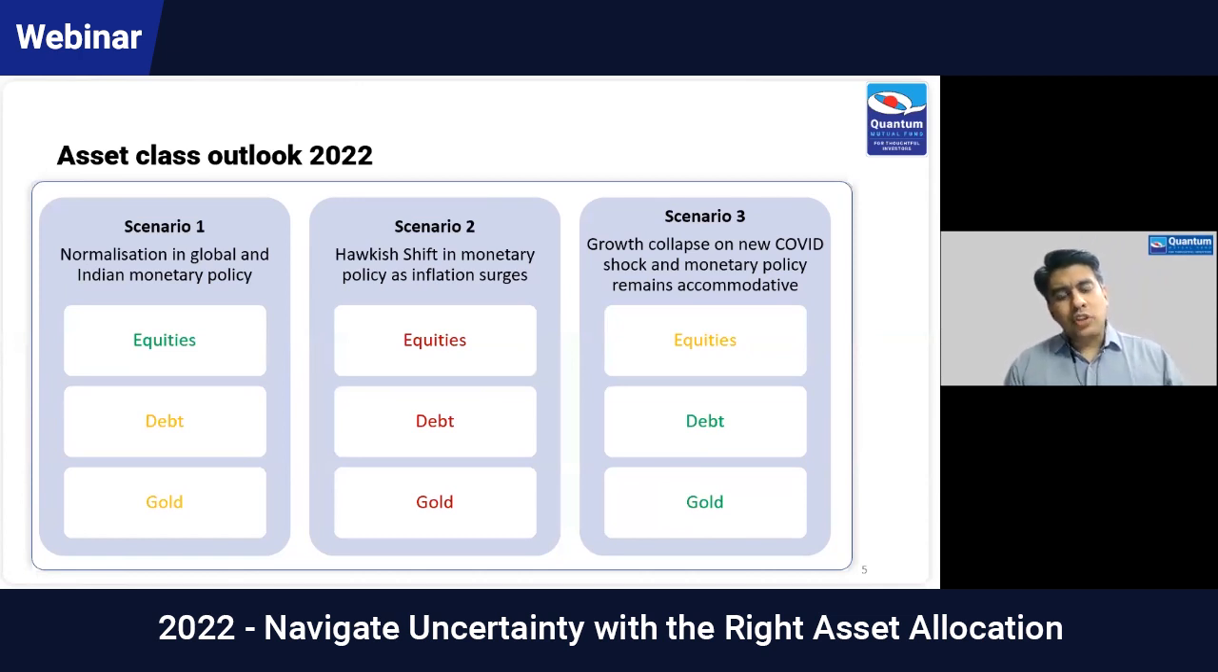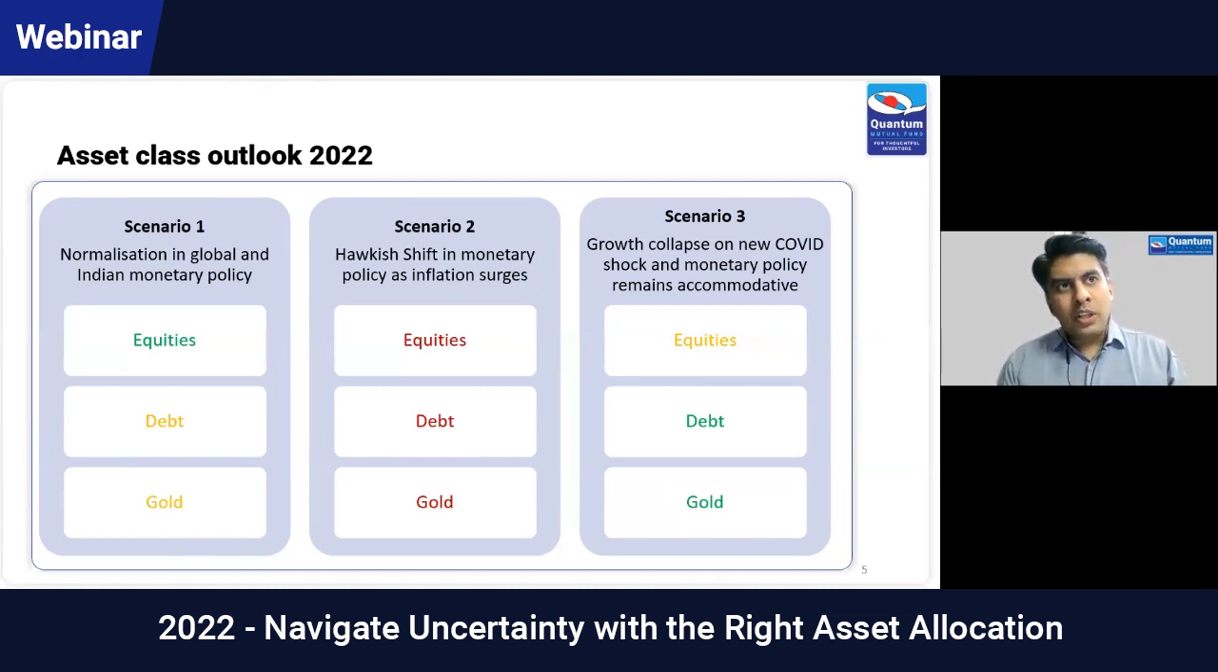Second scenario: if inflation starts moving higher from here, then they will be forced to become more aggressive, more hawkish in their monetary policy. They will have to unwind their balance sheet faster. They will have to raise interest rates faster. In that kind of scenario, again, equities and debt may not do so well.